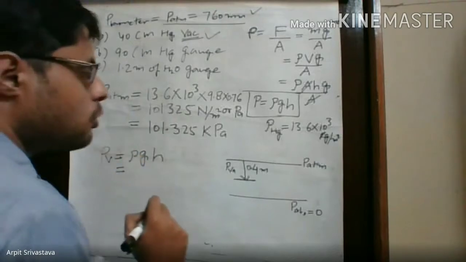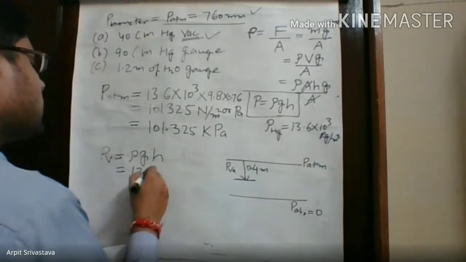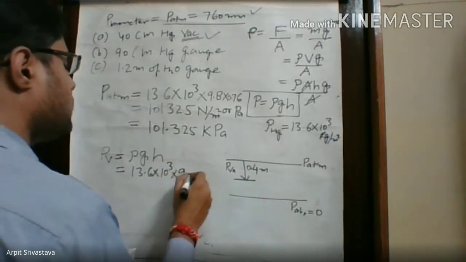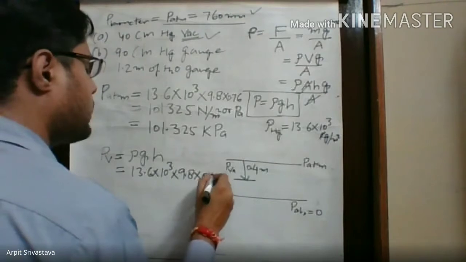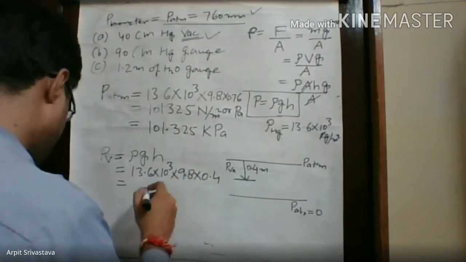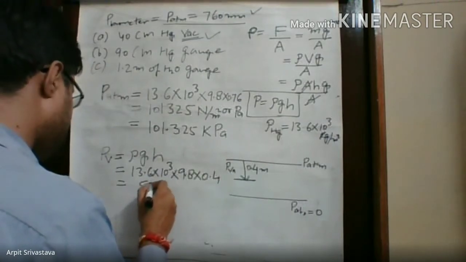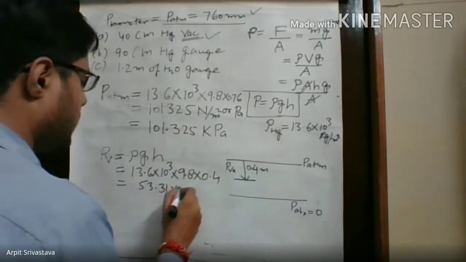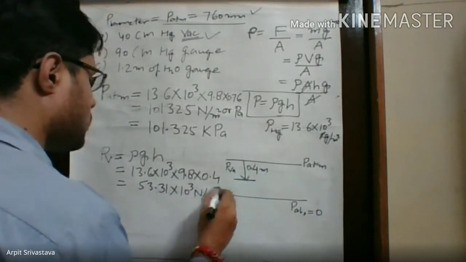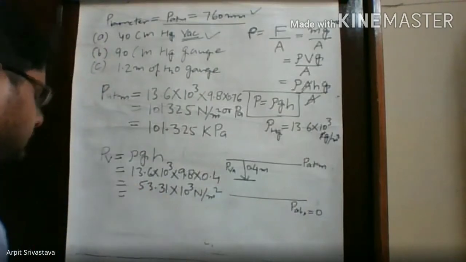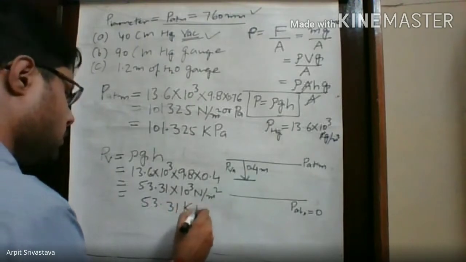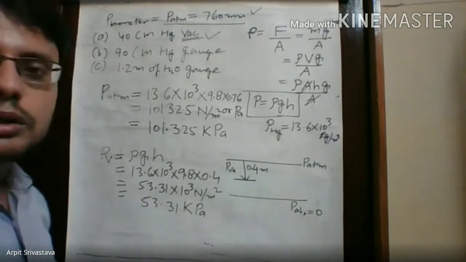Here rho, the density of mercury, is 13.6 into 10 to the power 3, g is 9.8, and h is 0.4. If you solve this, you will get 53.31 into 10 to the power 3 Newton per meter square, or in other words, 53.31 kilopascal.